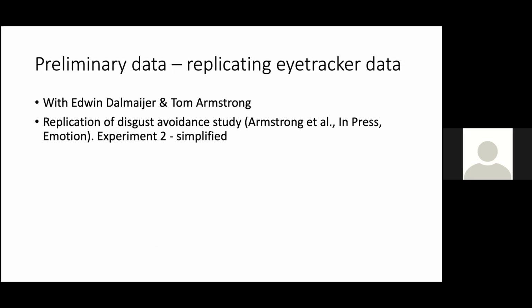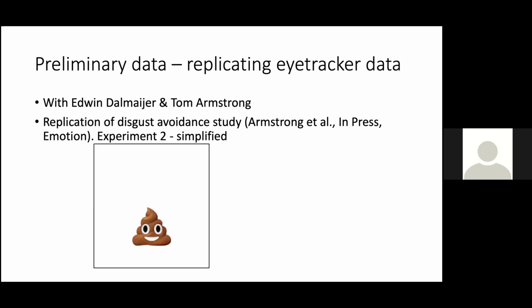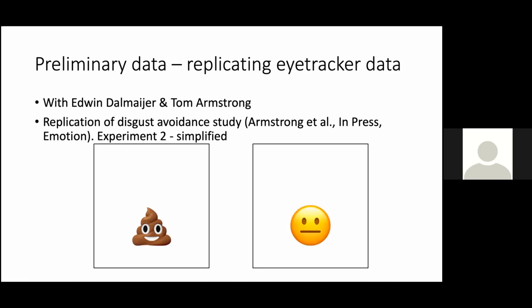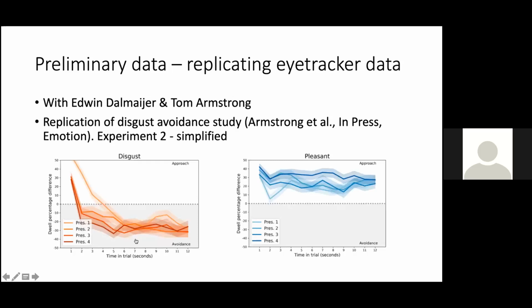So this is a disgust avoidance study. It consists of trials where you pair an aversive, disgusting image, like a picture of poop, with a neutral image, and then participants look around the screen. They're also paired with positive images to see how their eye attention changes between those 2 conditions. And this is what the eye tracking study found.